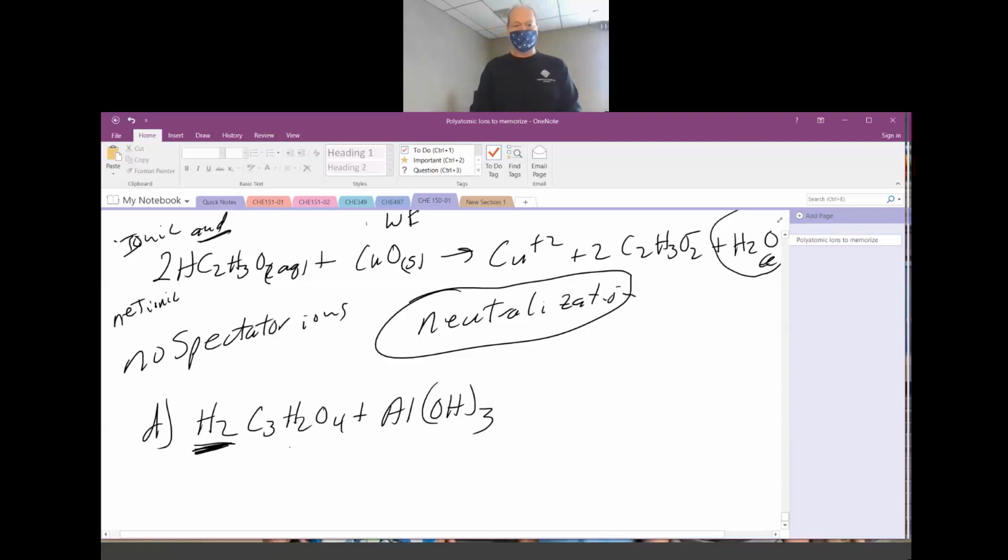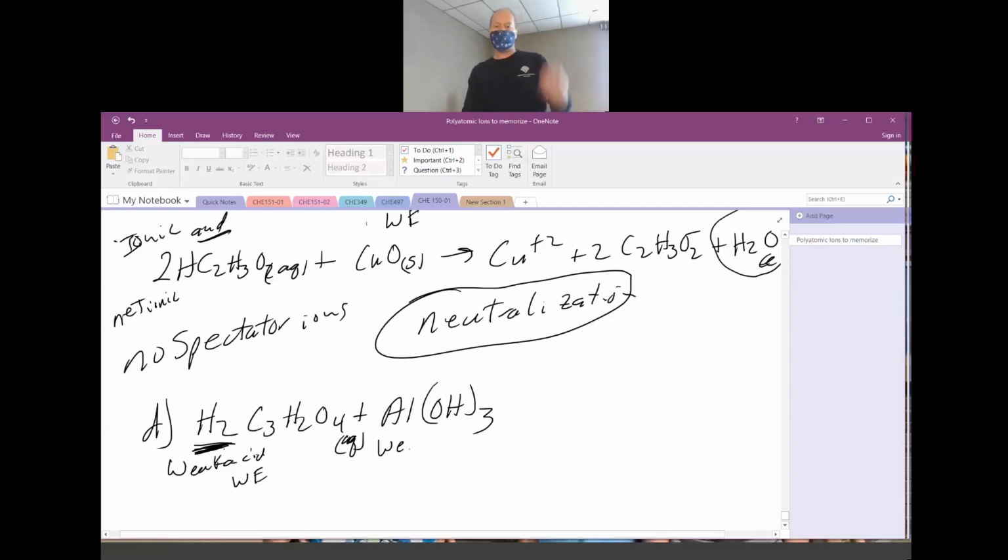You have this acid here. We know it's an acid because it starts with H. We know it's a weak acid because it's not one of the 6 memorized strong acids, so this is a weak acid, which makes it a weak electrolyte. Again, all acids are aqueous, so we put aqueous here. The hydroxides: you have your 6 strong bases, and this is not one of them. This is a weak base.